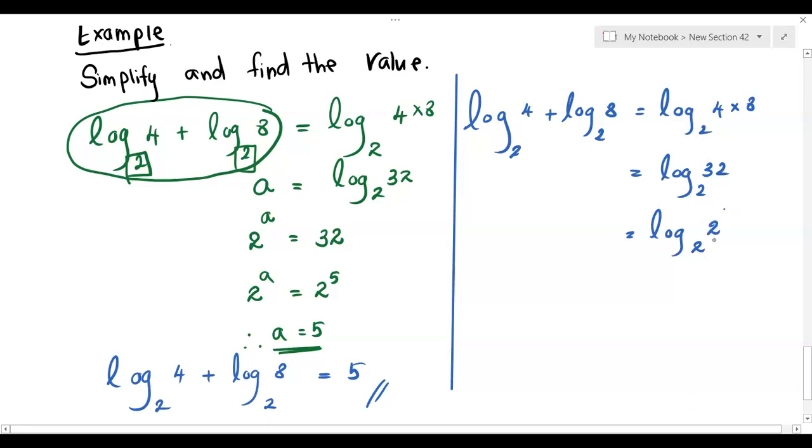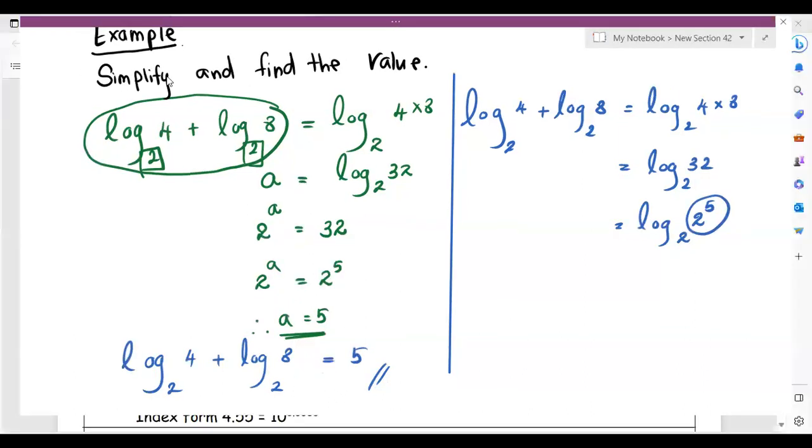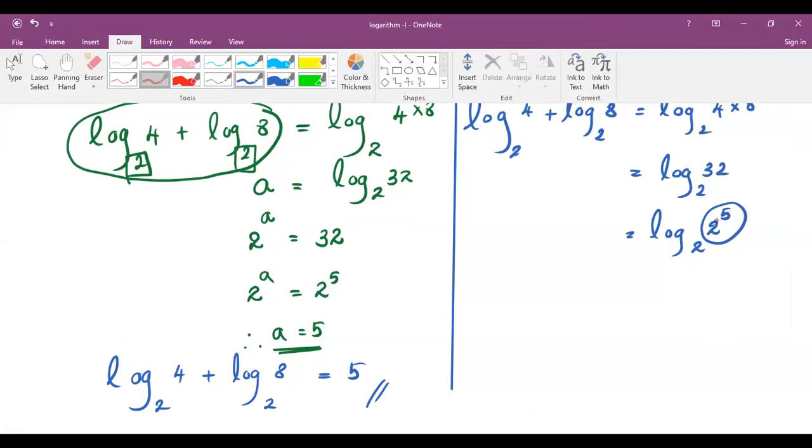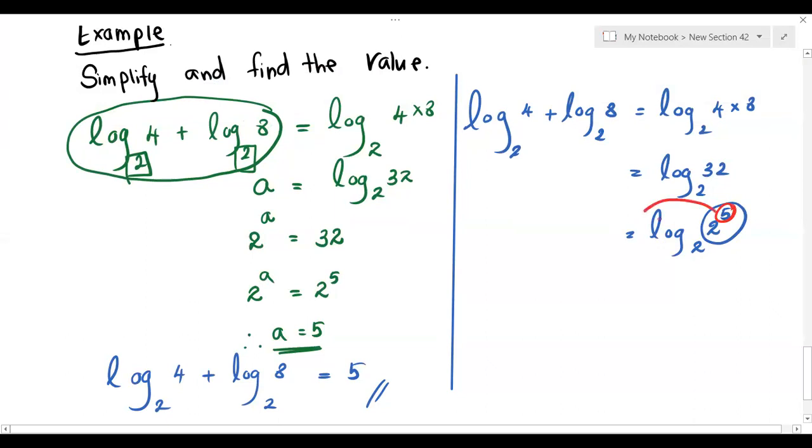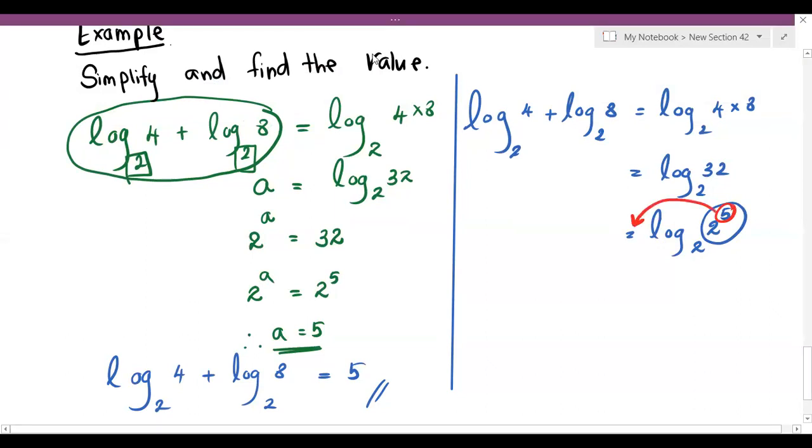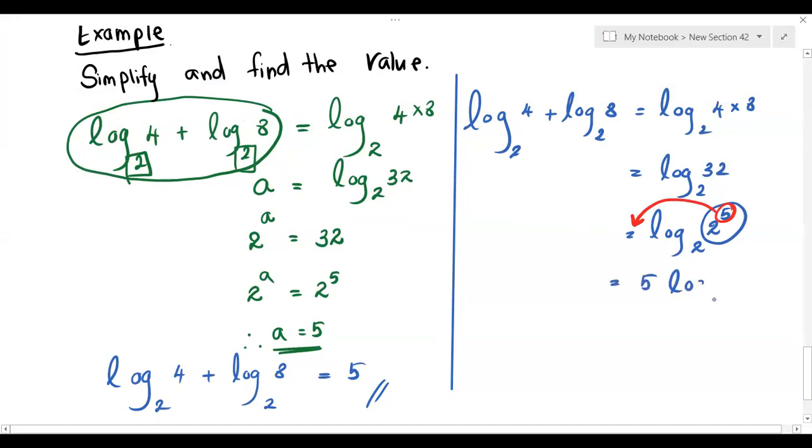It is 2 to the power of 5. Now here there is a power. Then remember that in a power, the exponent can be taken in front of this log term. So then we can write this as 5 times logarithm of 2 to the base 2. When the base and the value written here are equal, that means it is equal to 1. So instead of this we can write 1. Here also we obtain the same answer, 5.